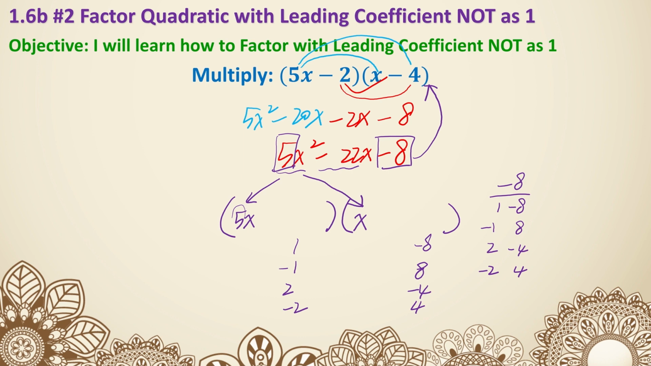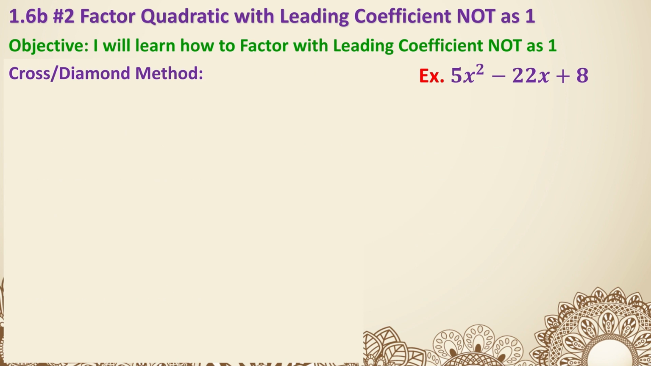Now let's have a look at a method to factor quadratics with leading coefficient not as 1. Today's method is called the cross or diamond method. So first step, no matter what kind of question you're doing, always find a GCF first. That is always your first step. In this case, there's no GCF. Then we're moving on to start setting things up.